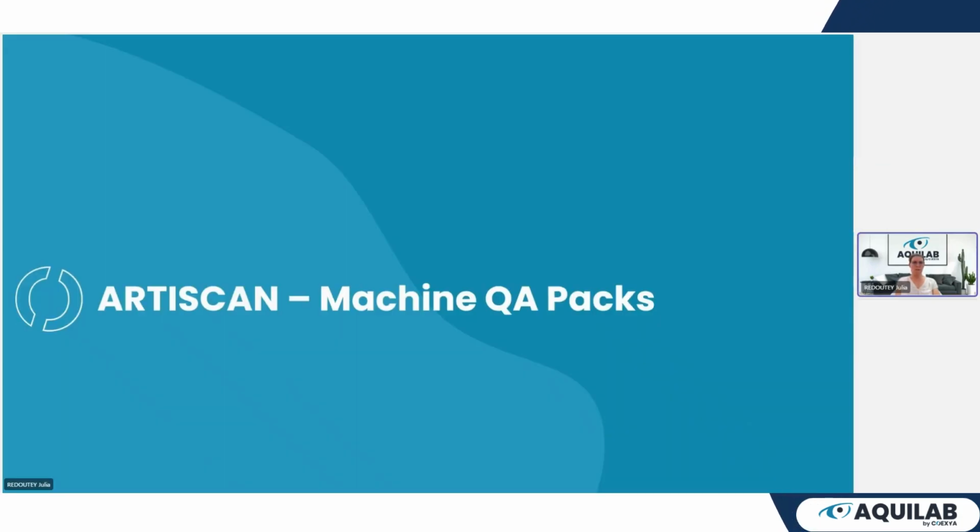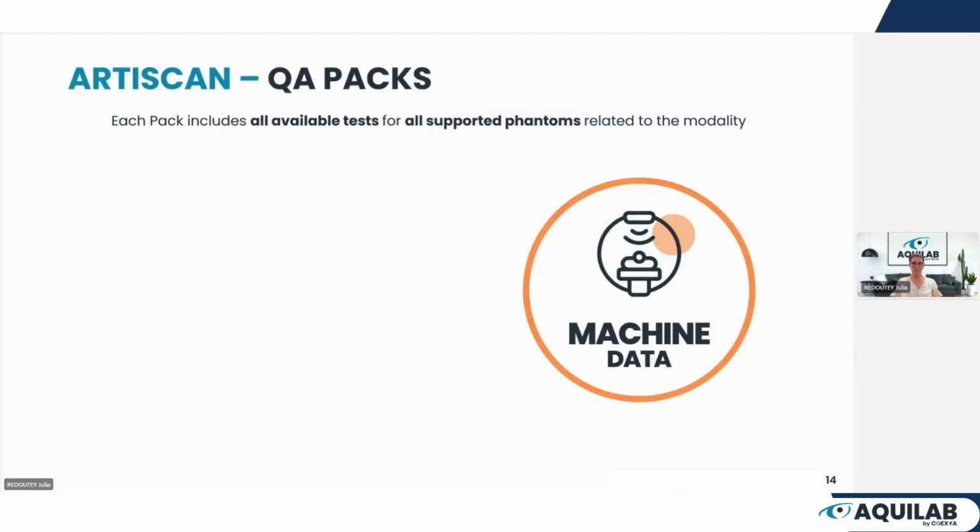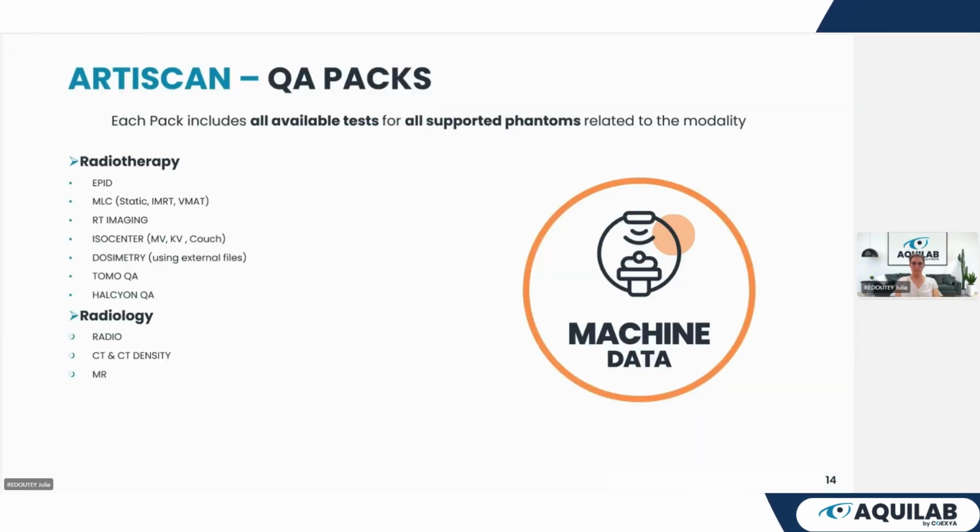So let's talk about the machine QA packs. Here are some examples of the packs we offer. Each pack includes all available tests for all supported phantoms related to the modality. You can see we have QA packs for radiotherapy, radiology, and nuclear medicine.